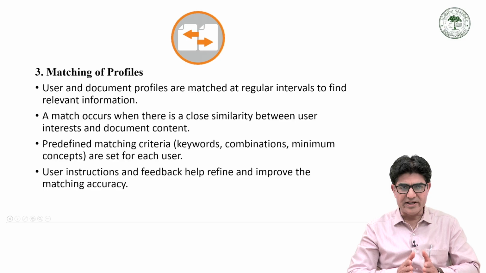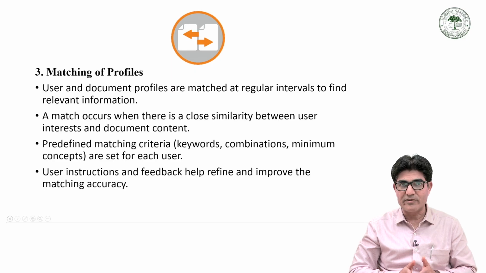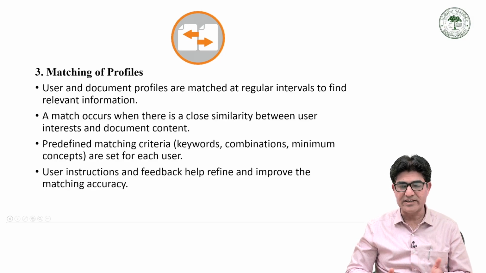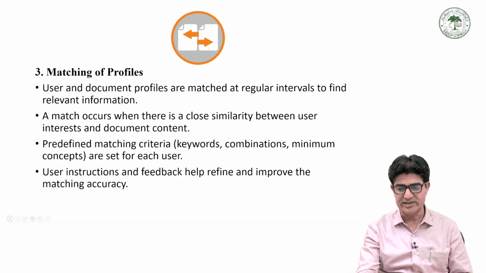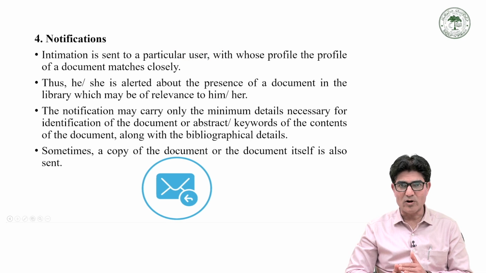Now, after creating both the document profile and the user profile, the third important component of the SDI is the matching of profiles. So user and document profiles are matched at regular intervals to find relevant documents. A match occurs when there is a close similarity between user interest and document content, and predefined matching criteria, that is keyword, combination, minimum concept, are set for each user, and user instruction and feedback help refine and improve the matching accuracy.